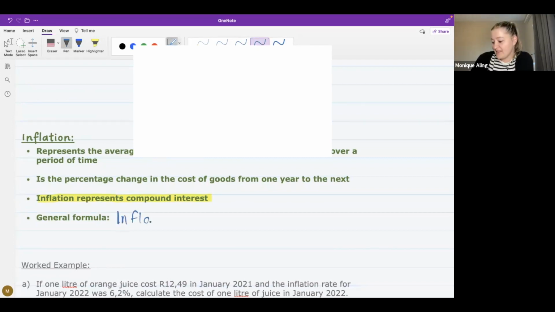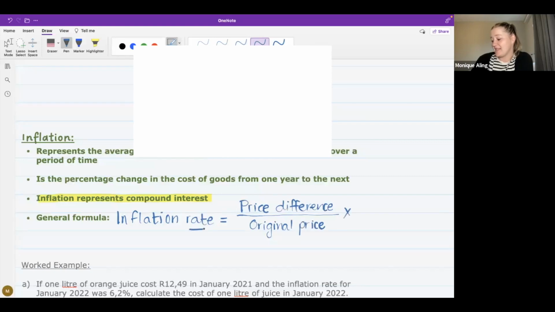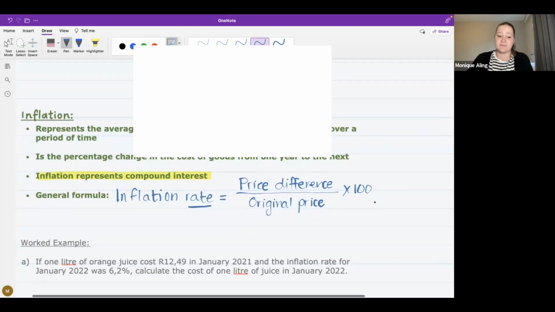The inflation rate is equal to our price difference over the original price, and because it's a rate, it's the percentage, so we times by 100. It's a very important formula to know when it comes to inflation.